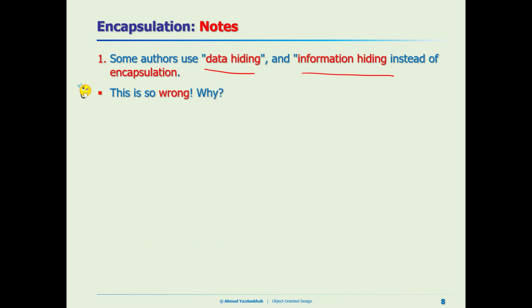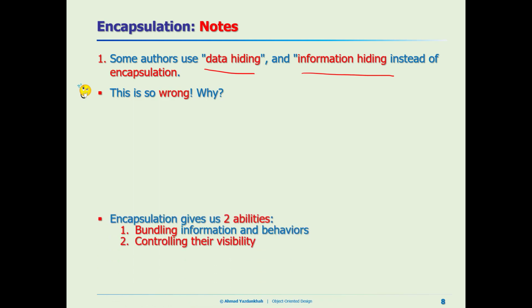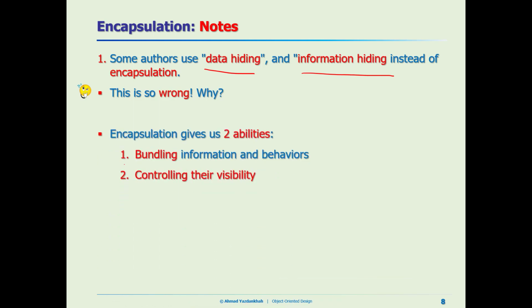So wrong. Why is it wrong? Because what was the encapsulation? Encapsulation has two abilities. First, bundling things. You can bundle information and behavior, or attributes and behavior. Attribute and information are the same here. And also you have the ability to control their visibility. So yeah, we can control it.